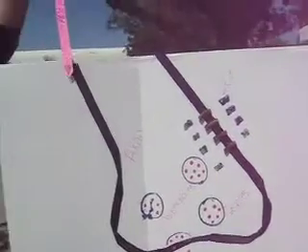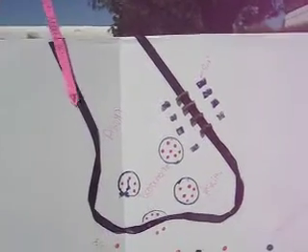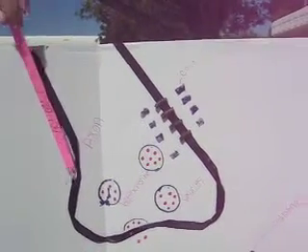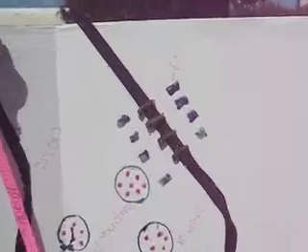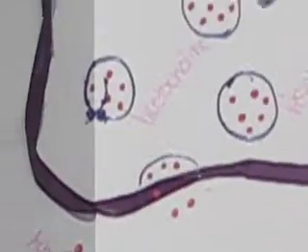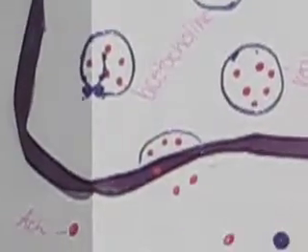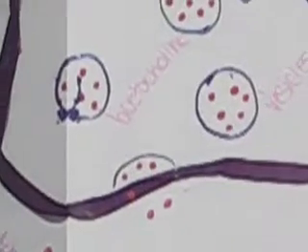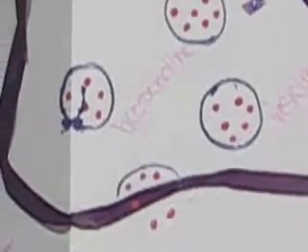Okay. Action potential arrives at synaptic knob, which then causes calcium channels to open, allowing calcium to move into the cell. Increased calcium causes synaptic vesicles filled with acetylcholine to fuse with the membrane. Acetylcholine is released from the synaptic knob by exocytosis into the synaptic cleft.